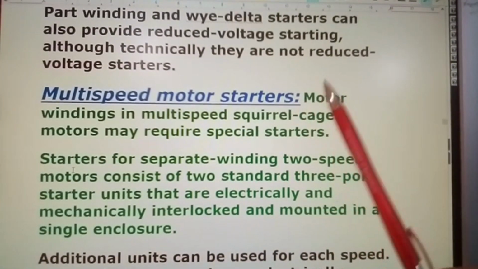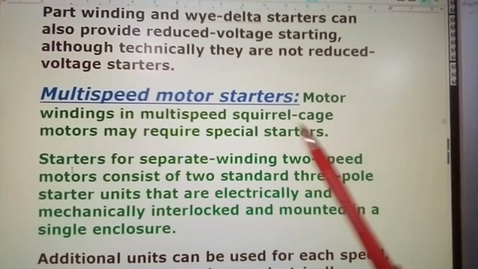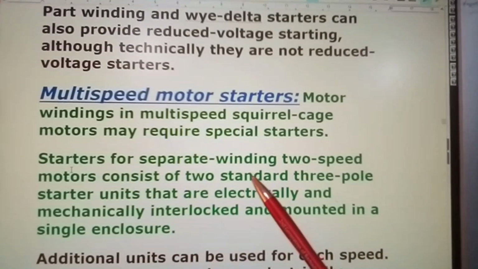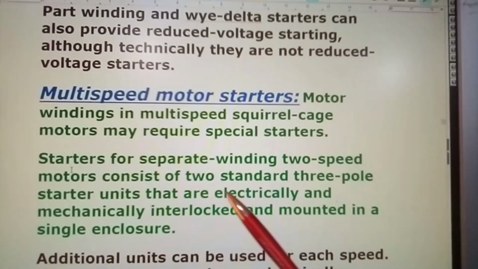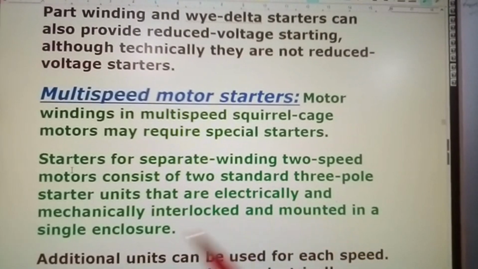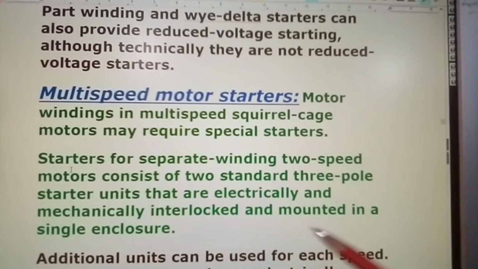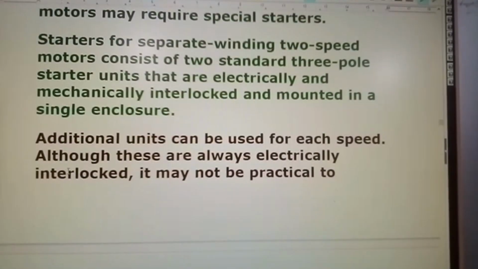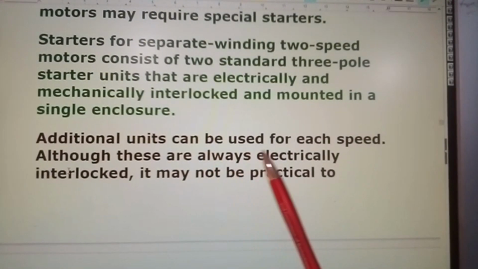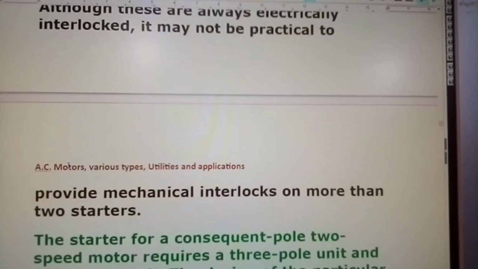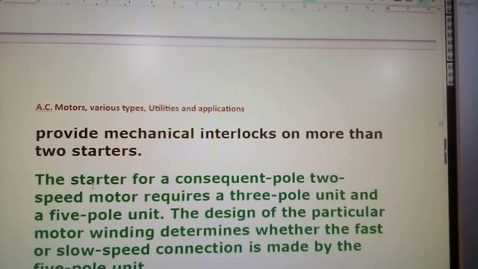Multi-speed motor starters. Motor windings in multi-speed squirrel cage motors may require special starters. Starters for separate windings two-speed motors consist of two standard three-pole starter units that are electrically and mechanically interlocked and mounted in a single enclosure. Additional units can be used for each speed. Although these are always electrically interlocked, it may not be practical to provide mechanical interlocks on more than two starters.